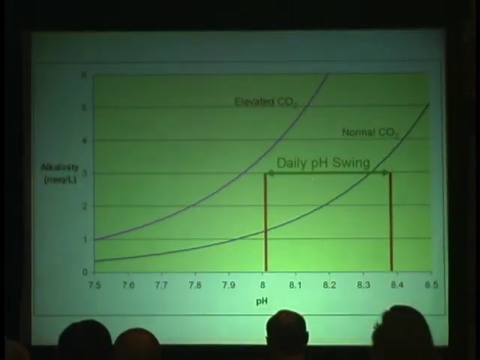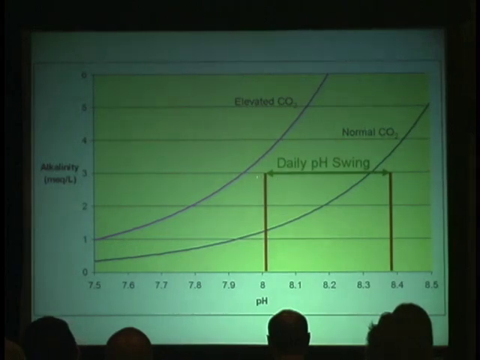So if we go back and look at one of these graphs then, your alkalinity is not changing day to night very much in most cases. So the daily pH swing, you're just moving back and forth along this, using up carbon dioxide, making carbon dioxide. That's what's causing your pH swing.